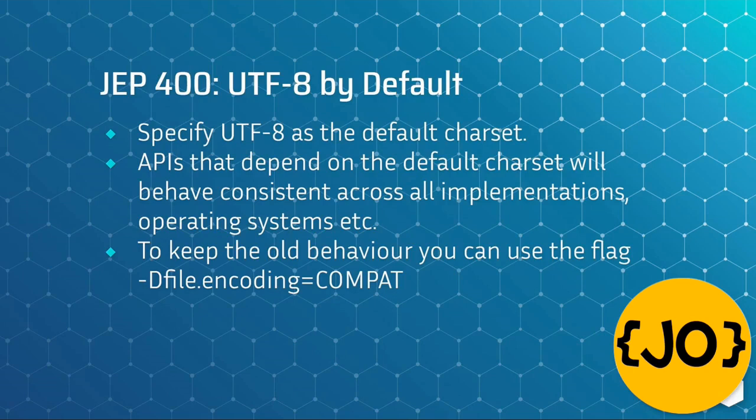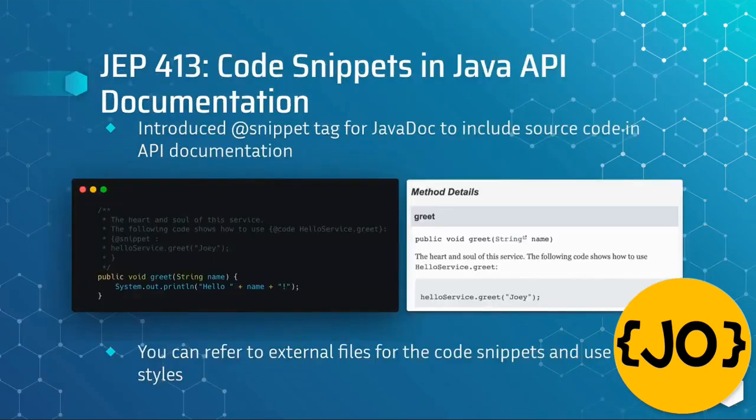In another JEP, they added code snippets in the Java docs. So they introduced a special @snippet tag for Javadoc to include source code in your API documentation. You can see an example on the slide here. So I added some Javadoc to this method, and then with the @snippet tag I specify a code example here. And then in the generated Javadoc you can see that the code snippet is down here with a copy button.